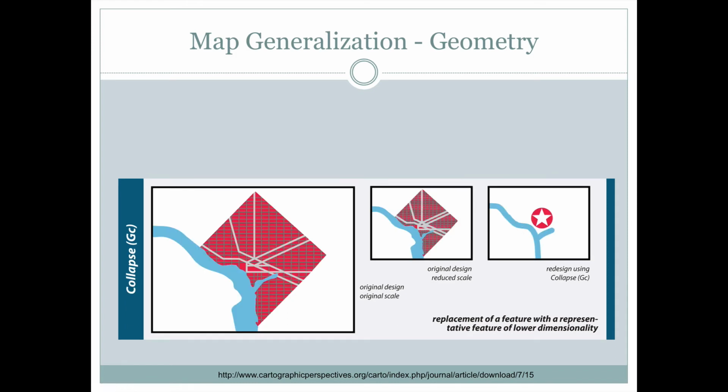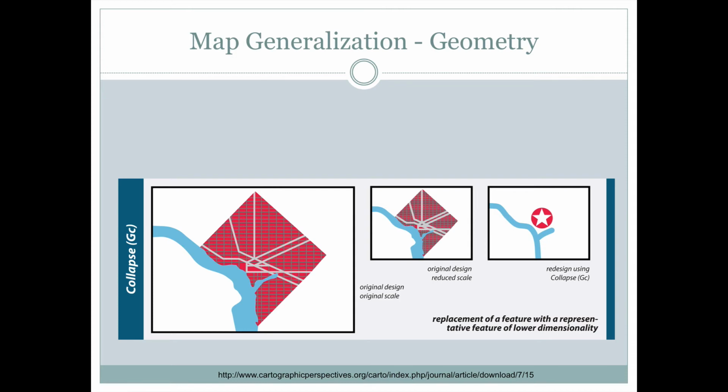This would be an example of collapse, and that's when we go from something like a polygon down to a point. In this example here, we have a capital that's right on a river. It looks good at this scale. At this scale, it starts looking very cramped. So instead of trying to represent that as a polygon, we just represent it as a point and make sure it's clearly indicated that that's a capital.